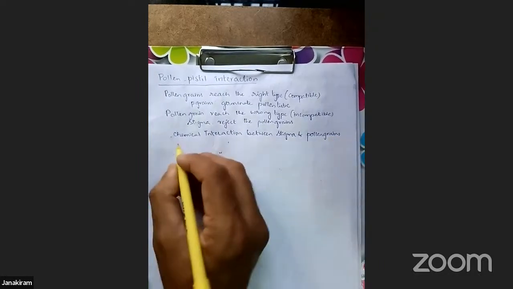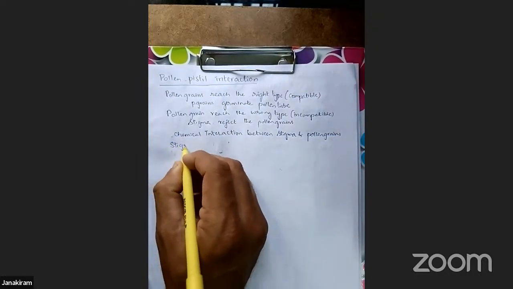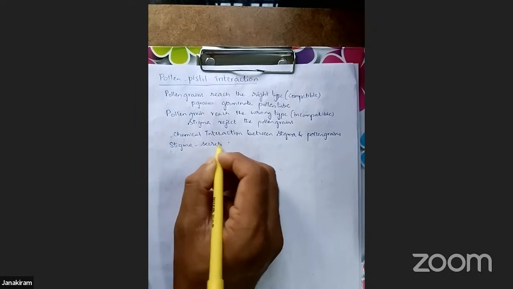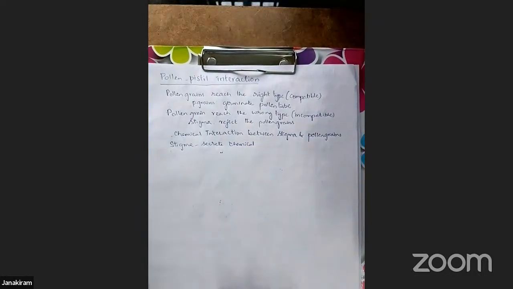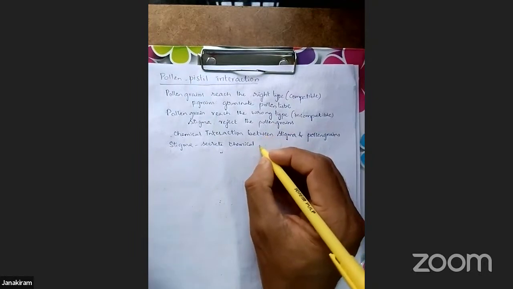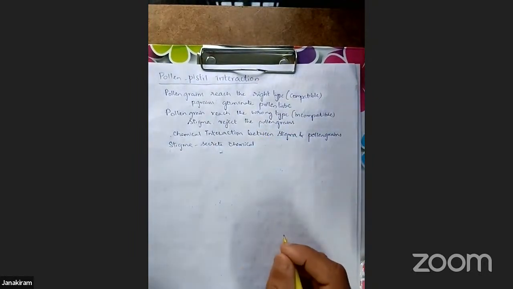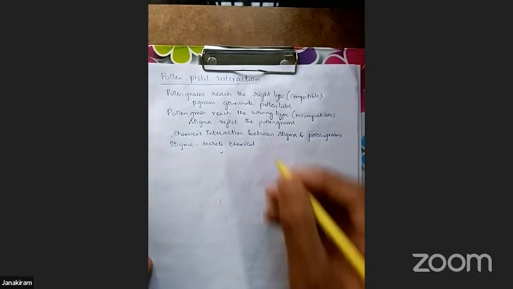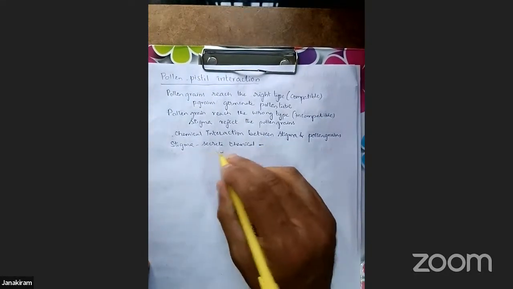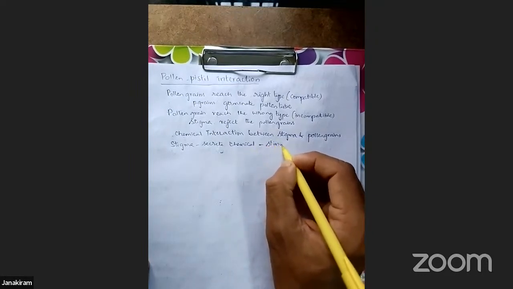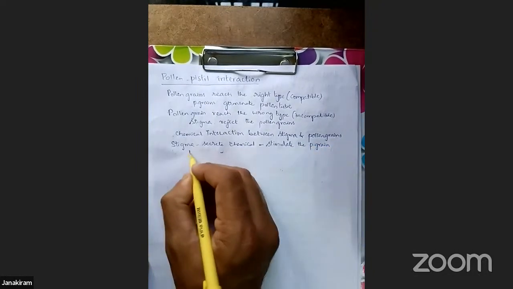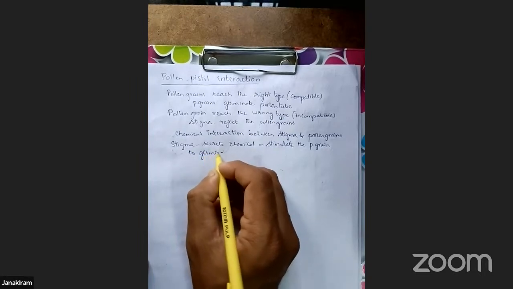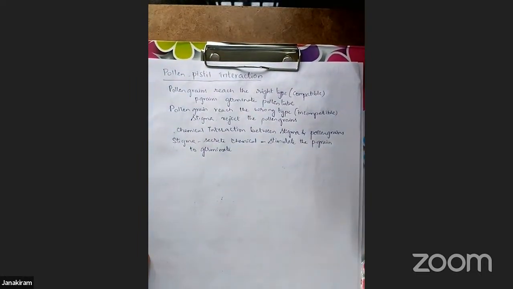So what does this chemical interaction mean? The stigma will secrete some chemicals. These chemicals will contain some sort of sugary substances. These sugary substances will stimulate the pollen grain to germinate. The sugary substances are the chemical. The stigma will secrete the chemical that will stimulate the pollen grain to germinate. So that is taking place in the right type of stigma. That is what we call a pollen pistil interaction.